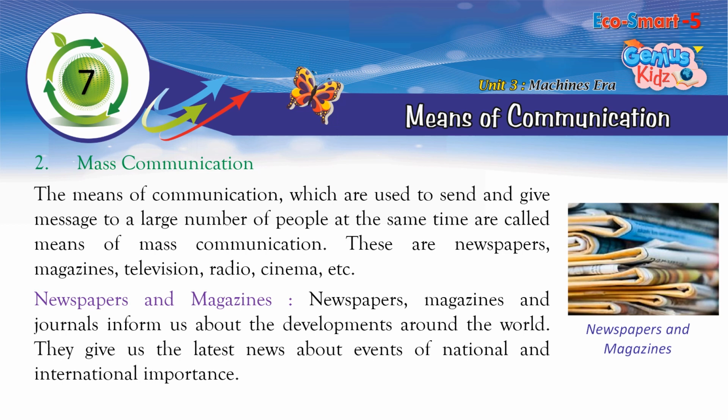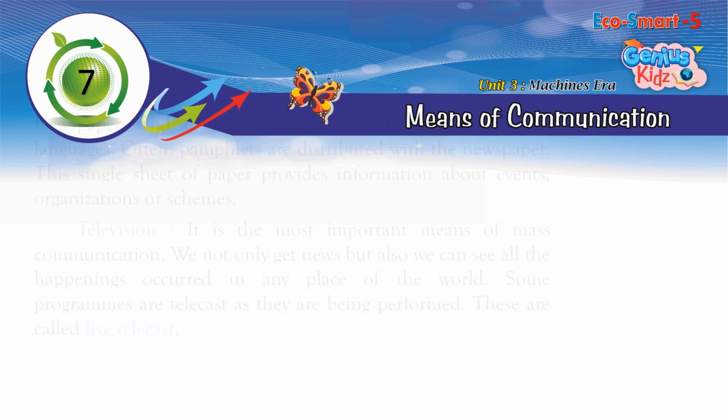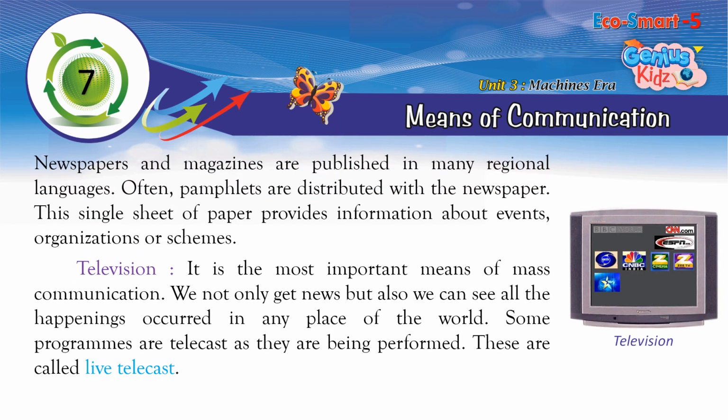Newspapers and magazines. Newspapers, magazines and journals inform us about the developments around the world. They give us the latest news about events of national and international importance. Newspapers and magazines are published in many regional languages. Often, pamphlets are distributed with the newspaper. This single sheet of paper provides information about events, organizations, or schemes.